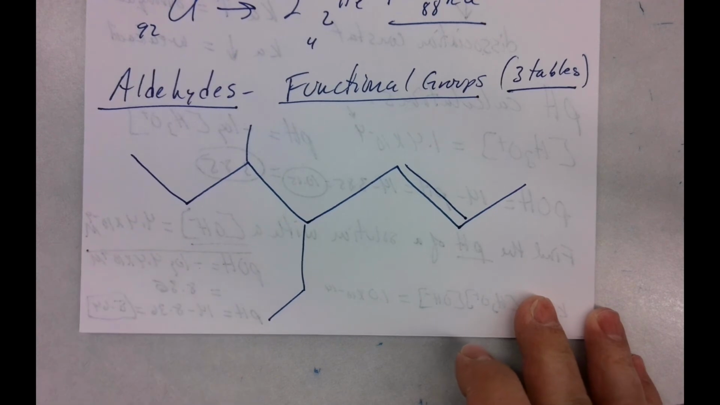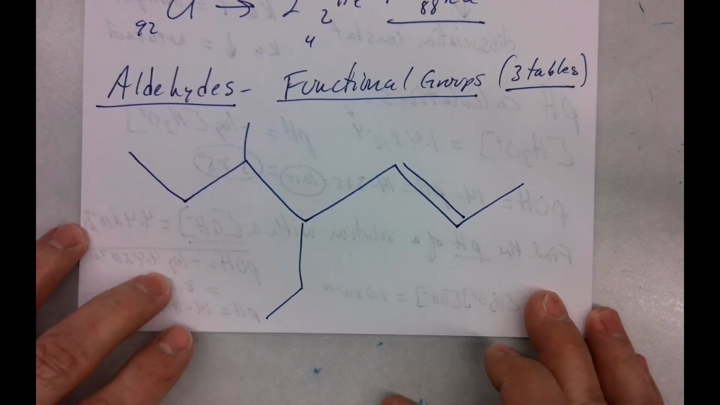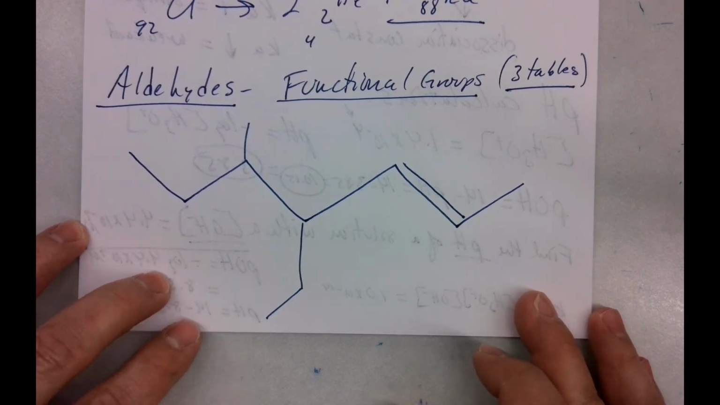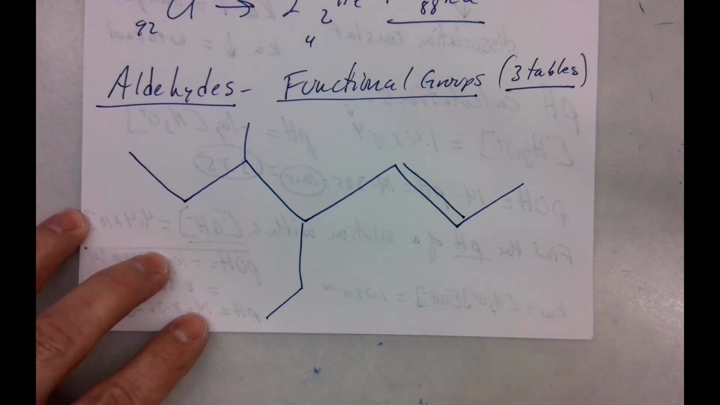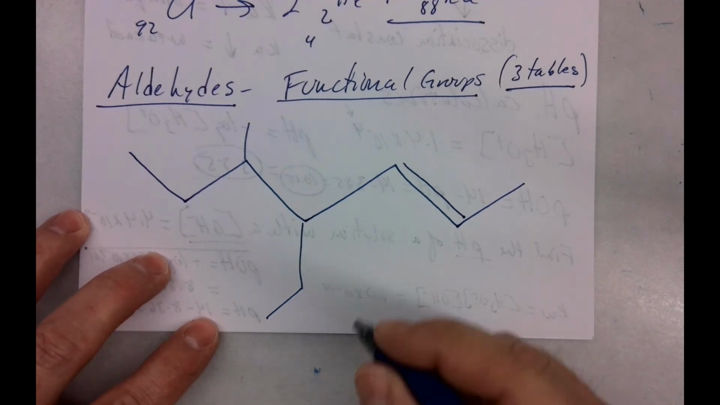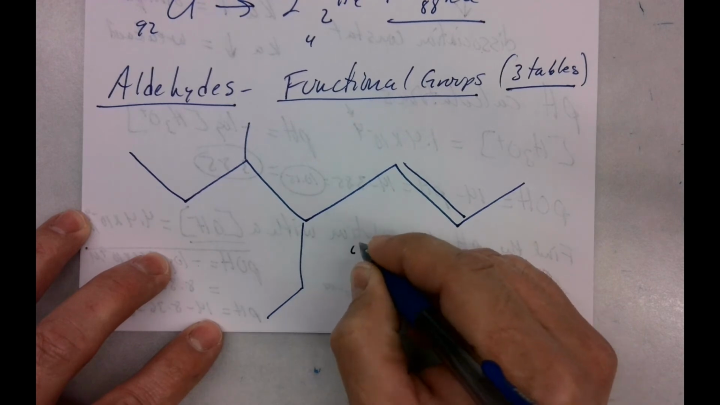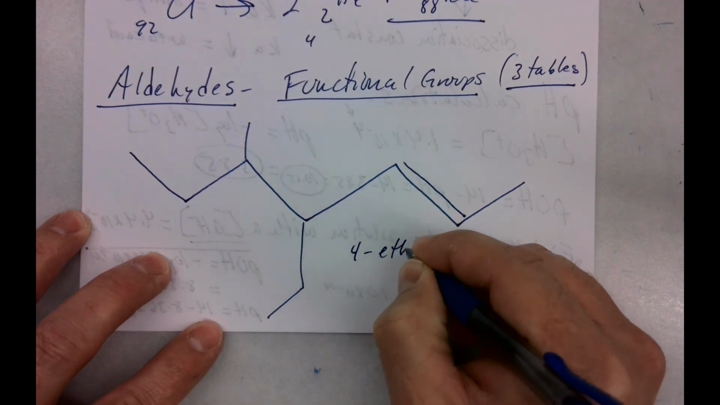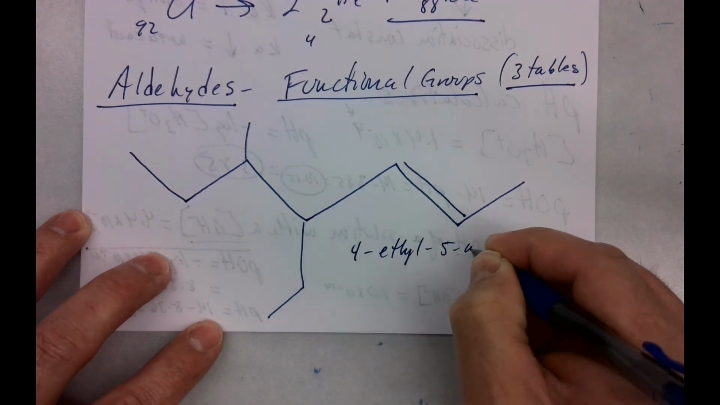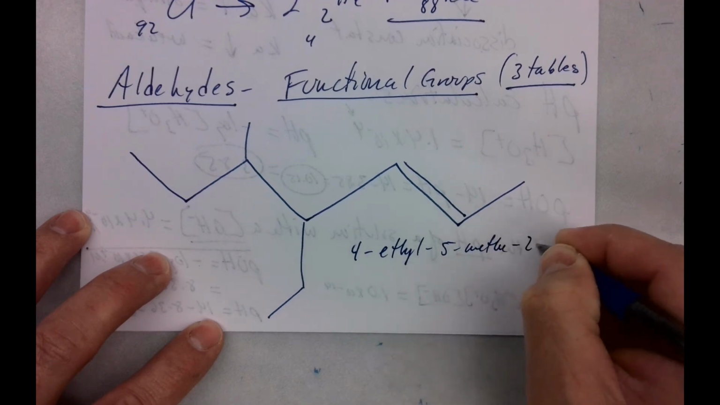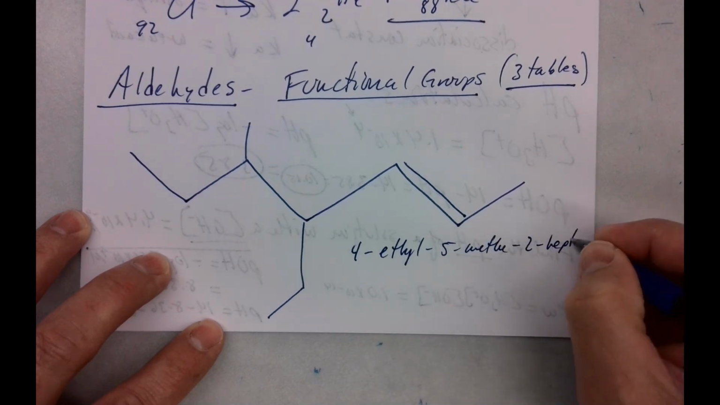All right, so who wants to take this? Anybody? Anybody? Nobody? You got a McConkey? What do you got for me? Zig, zag, zig. Oh, I already drew it, sorry, big guy. Yeah, got that. I did 4 dash ethyl dash 5 dash methyl dash 2 dash heptane. Heptene, sorry. Heptene.